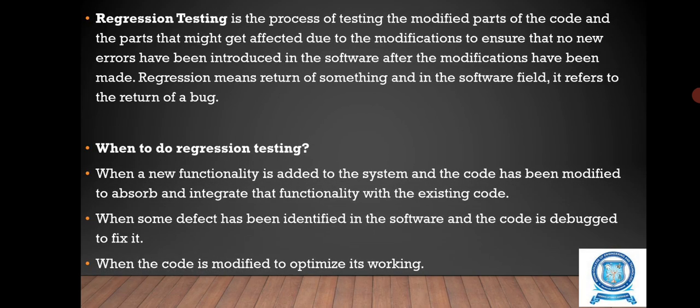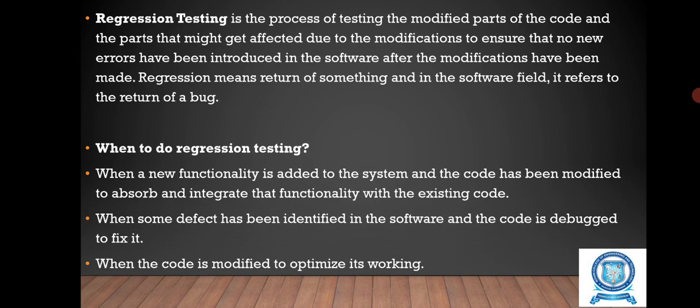Regression testing is the process of testing the modified parts of the code and the parts that might get affected due to the modifications, to ensure that no new errors have been introduced in the software after the modifications have been made. The regression means a return of something, and in the software field it refers to the return of a bug. When to do the regression testing?